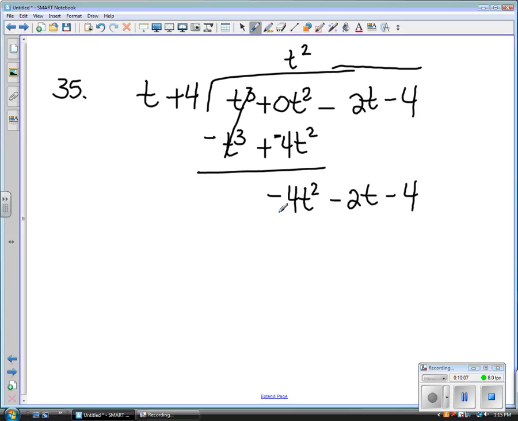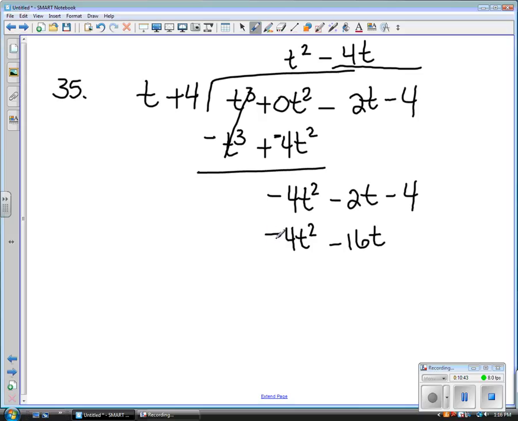Now, negative 4t squared divided by t is what? Negative 4t, right? So, negative 4t times t is negative 4t squared. Negative 4t plus 4 is what? Oh, I'm sorry, it was negative. I wrote positive, sorry. Negative 16t. Now, I don't have anything here. That's okay. All right, even though I brought it down, it's okay that that's blank for right now, okay?